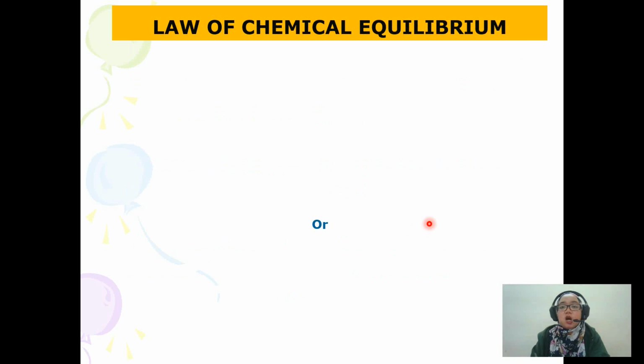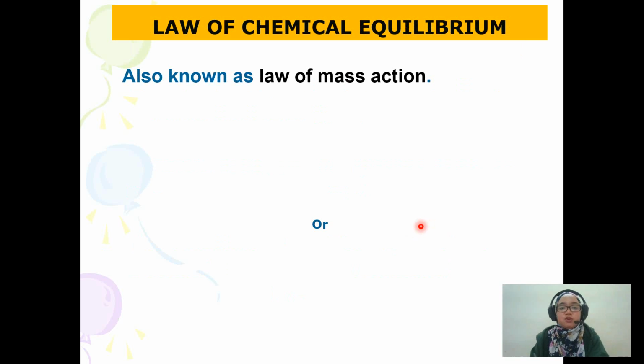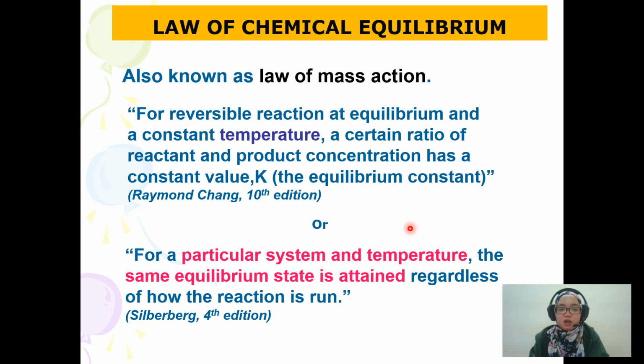Okay. Law of chemical equilibrium, also known as law of mass action. So, it states that for a reversible reaction at equilibrium and constant temperature, a certain ratio of reactant and product concentration has a constant value K. So, K is the equilibrium constant. Or, for a particular system and temperature, the same equilibrium state is attained regardless of how the reaction is run. So, this is the law of mass action.